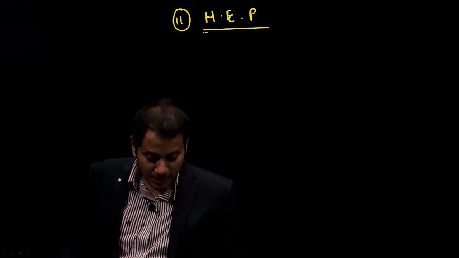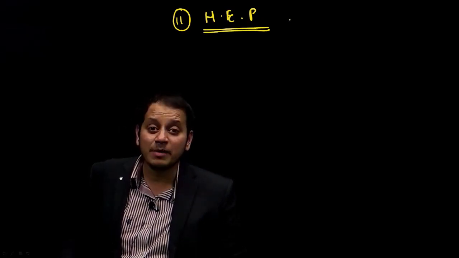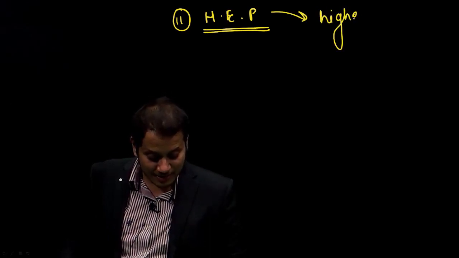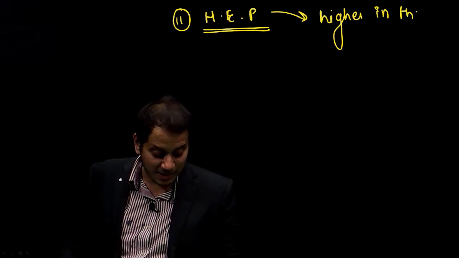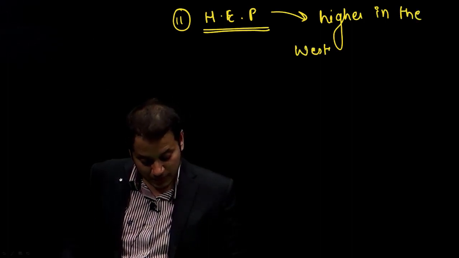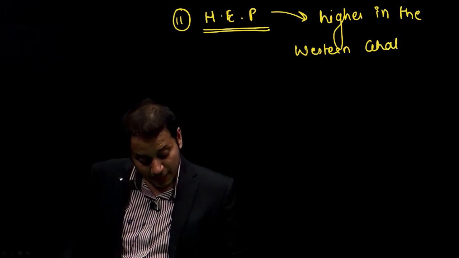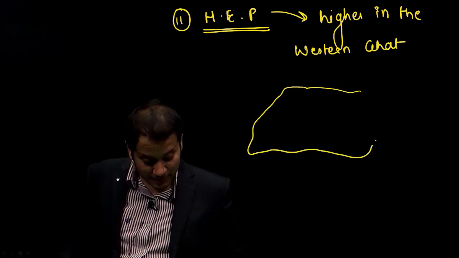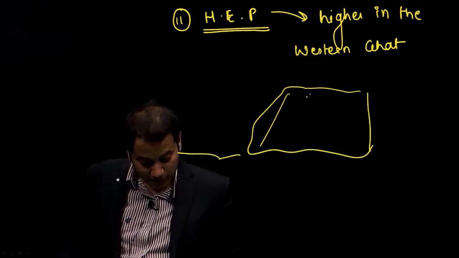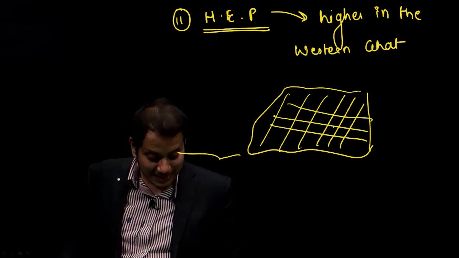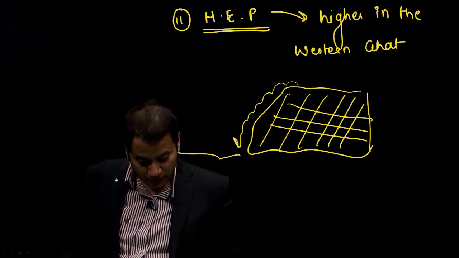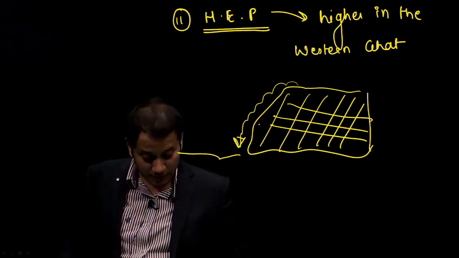So hydroelectric potential, that is HEP, where will it be higher, in the Western or the Eastern Ghats? Hydroelectric potential is higher in the Western Ghat region. In fact, if you know, from the Western Ghat region in Karnataka, if this is the Western Ghat region in Karnataka, and if this is the west coastal plain of India, there are numerous waterfalls, and out of which Jog Falls on river Sharavati is the highest waterfall in the world.